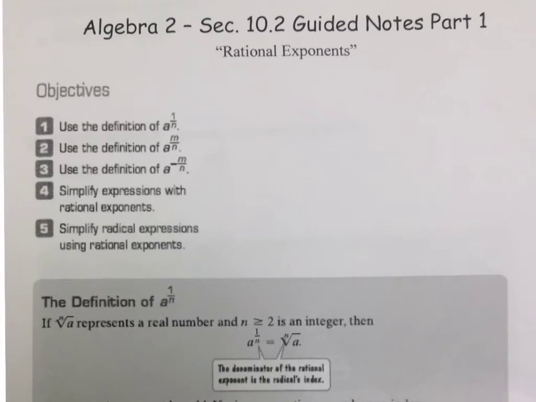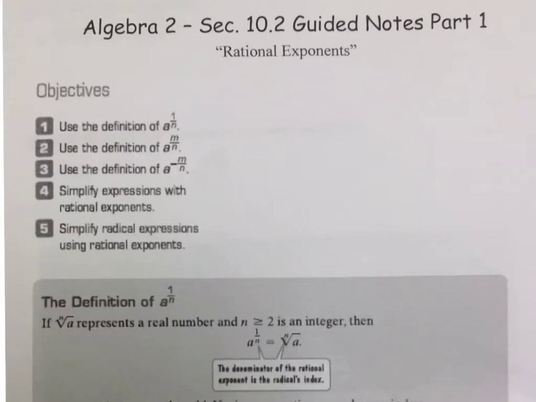This is section 10.2, part 1. We're doing rational exponents, and the objectives we're doing today are just 1 and 2. We're going to use the definition of a to the 1 over n and use the definition of a to the m over n. Rational exponents, rational means fractions, so we're really talking about exponents that are fractions.